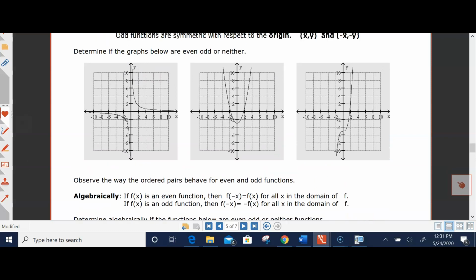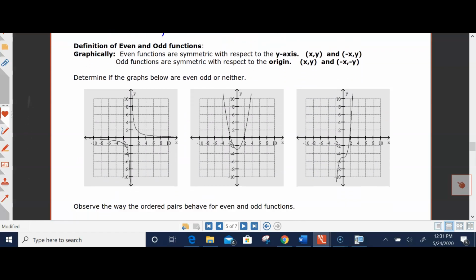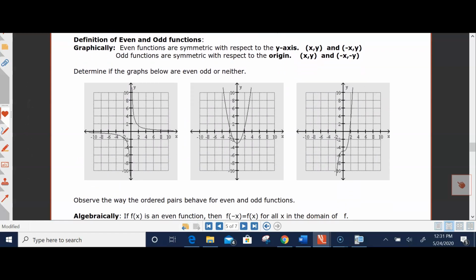Okay, this section has a lot of information in it, as you've already figured out. Working with graphs of functions, let's determine if a function is an even function, an odd function, or a neither function. Knowing that will help us understand what happens graphically with the symmetry.